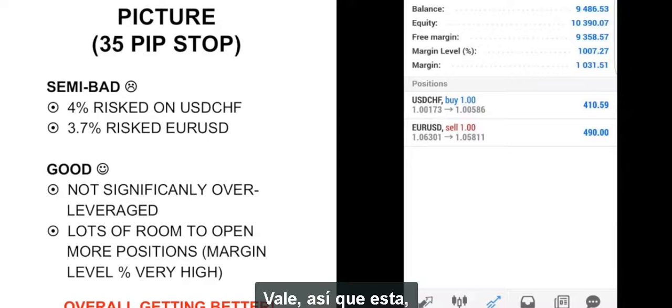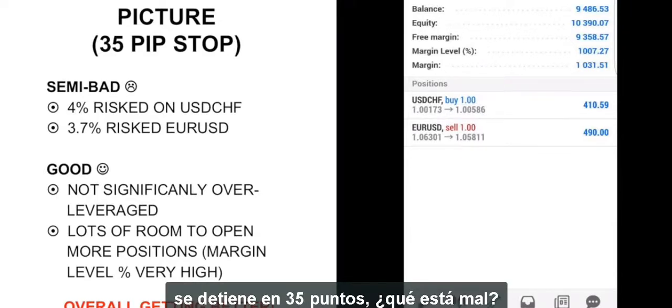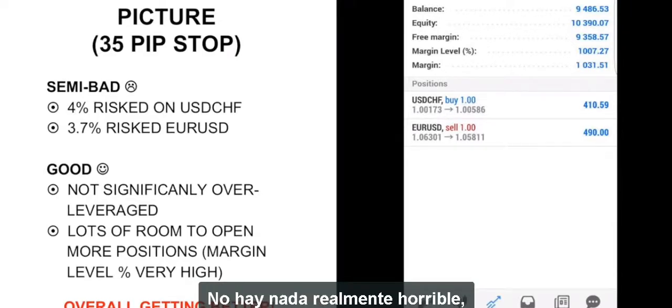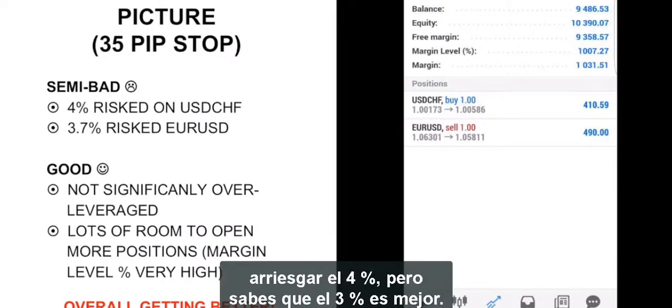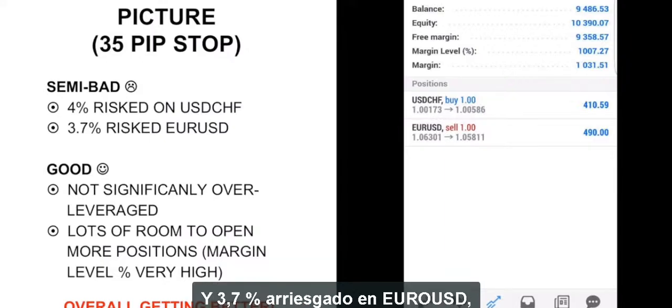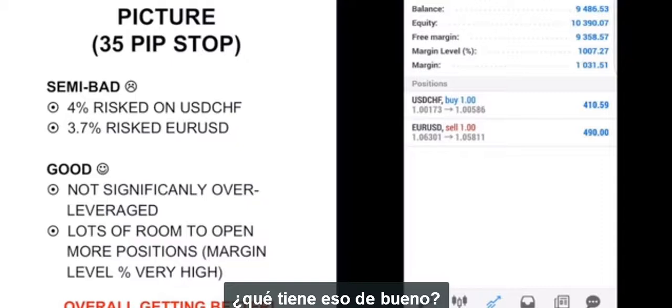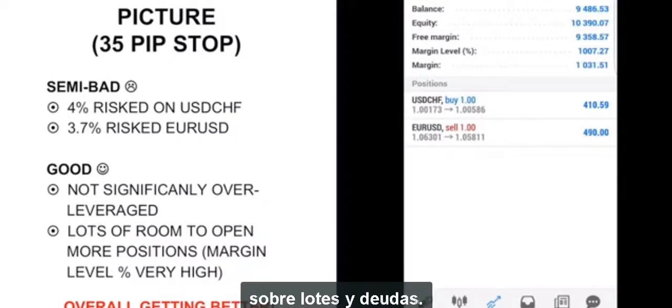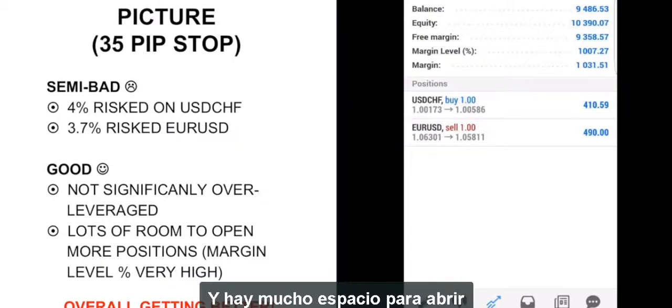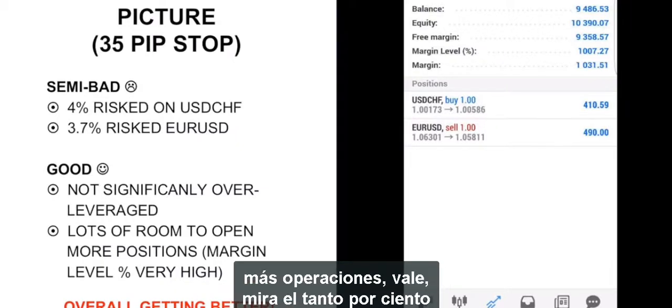Alright, so now this one, 35 pip stop. What's bad? Well, there's nothing actually horrible. I did put semi-bad. They risked 4% on USD CHF. Sure, you can do that. Sure, you can do 4%, but 3% is best. And then 3.7% risked on Euro USD. Now, what's good? They are not significantly over leveraged. If you don't know what I mean, go watch the video about lots and leverage. And there's a lot of room to open up more trades.